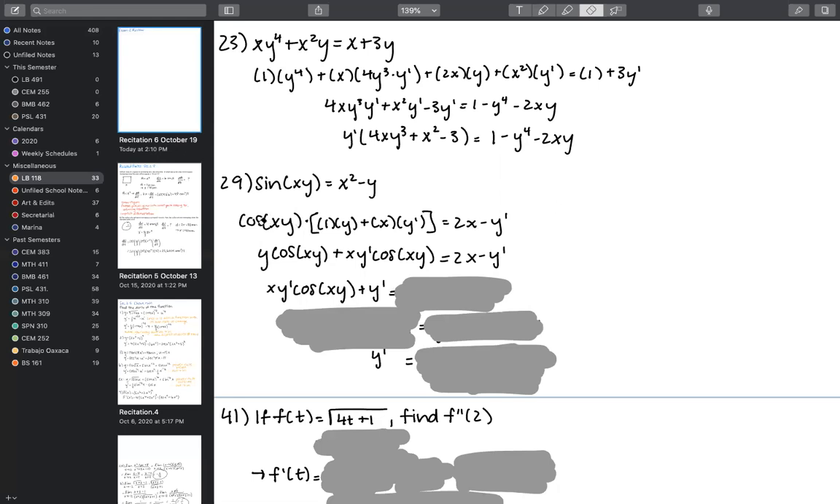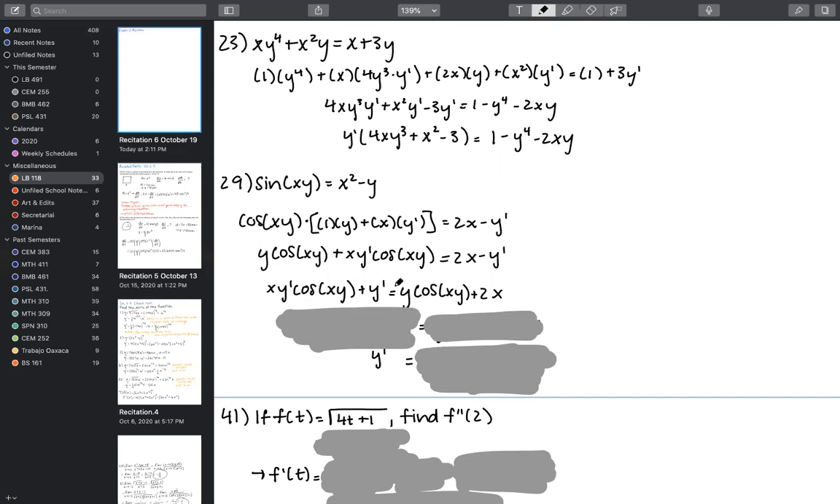From there, we realized we were going to have to distribute this cosine in order to get the y prime by itself. And so once we distributed the cosine, now we are going to get all the y prime terms on the left-hand side. So we subtracted this negative y prime over here, and we kept this y prime term here. Then this term will get taken over.